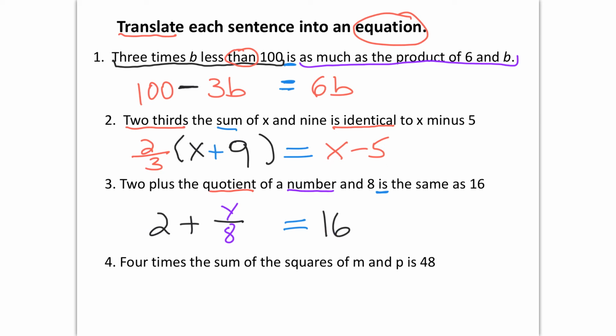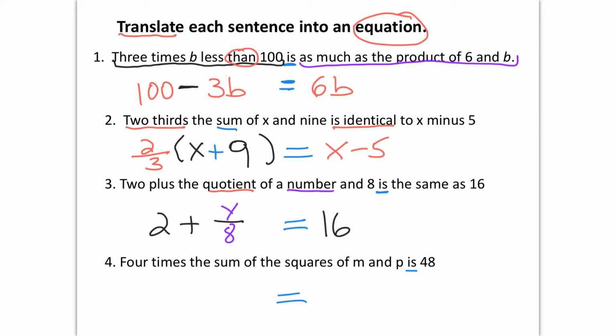And the last one, guys, it says 4 times the sum of the squares of m and p is 48. So let me underline the word is first of all. There's the is, and all of this before the word is going to be on the left side of the equal sign. So I do have 4 times the sum.